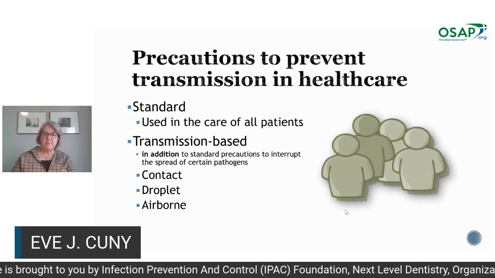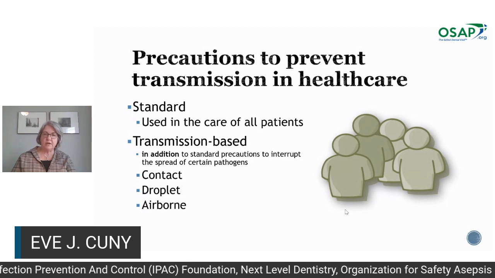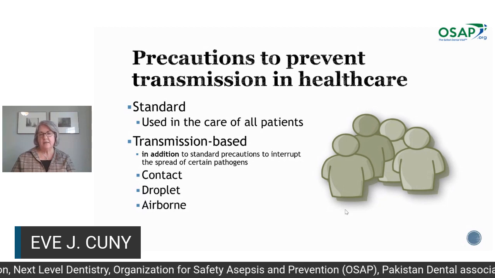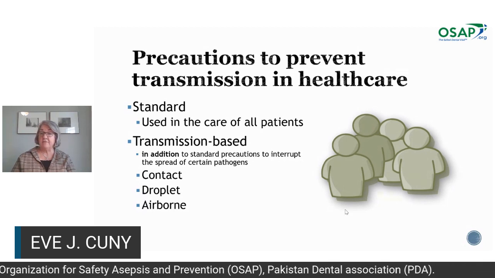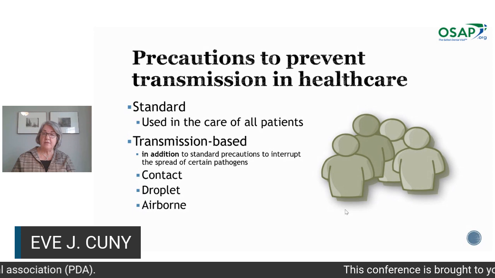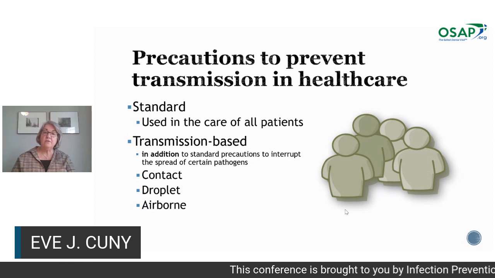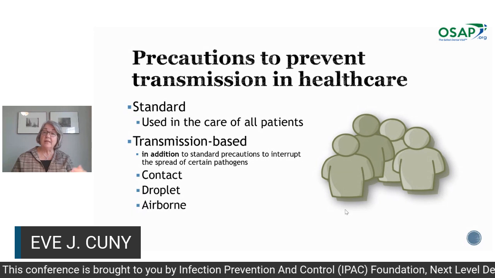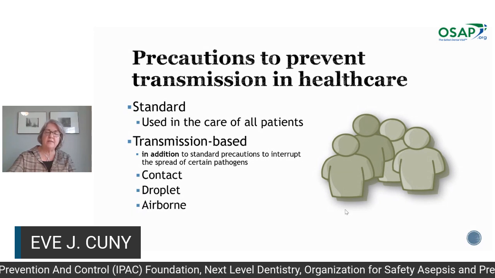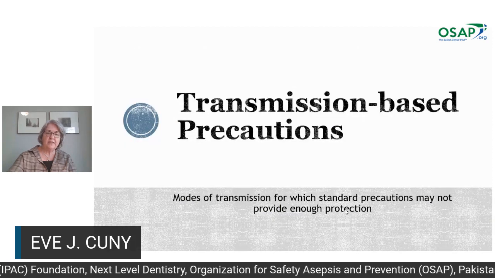So one of the transmission-based precautions is called contact precautions, which is for diseases that can be transmitted through touch, such as methicillin-resistant Staph aureus or MRSA. And then those diseases that are transmitted through the droplet route require another level of precaution. And those that are transmitted through the airborne route require an additional layer. So we'll talk a little bit about those because that's really what's changed for us in dentistry.